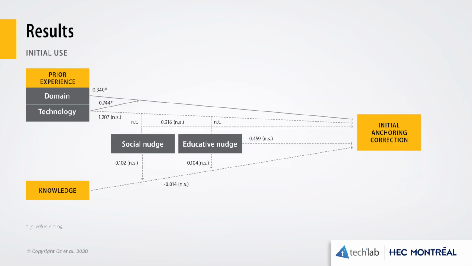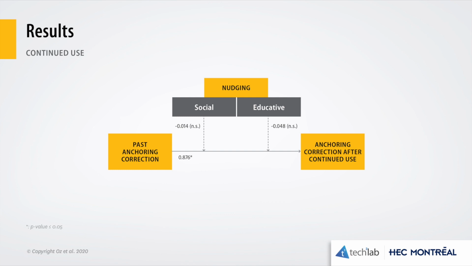We used two independent regression models to test our initial hypothesis. The first model you see here focused on the initial use stage of our conceptual model. Results only show support for H1, which was about the impact of experience on the extent of anchoring. In the analysis of continued use, we found support for the hypothesized relationship between initial and continued anchoring correction distances. However, the results do not show a support for the hypothesized moderation effect of nudging here.